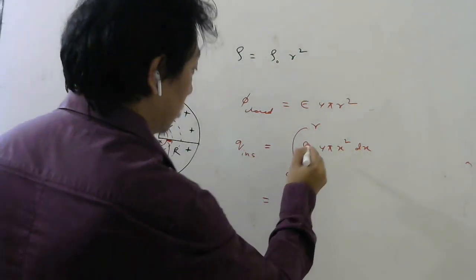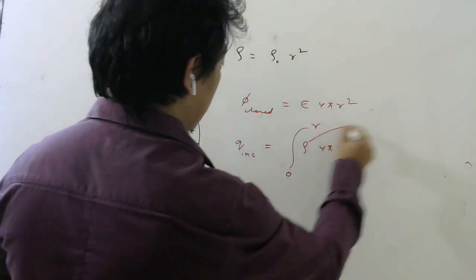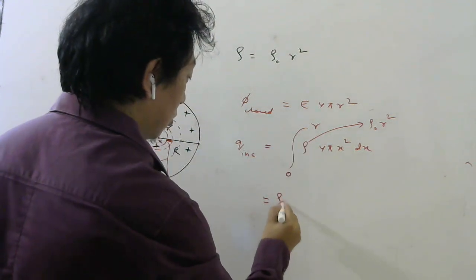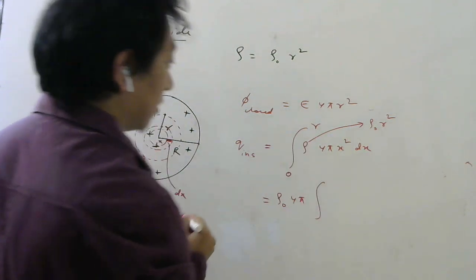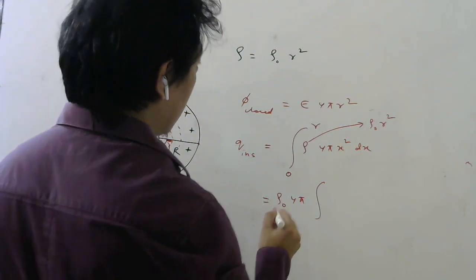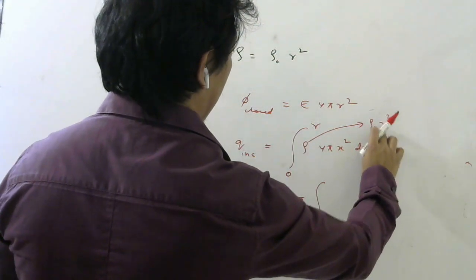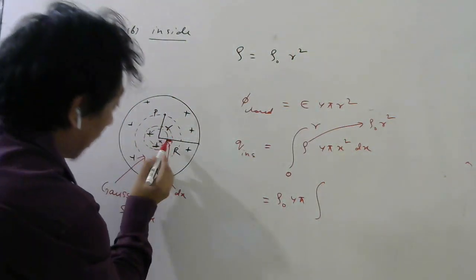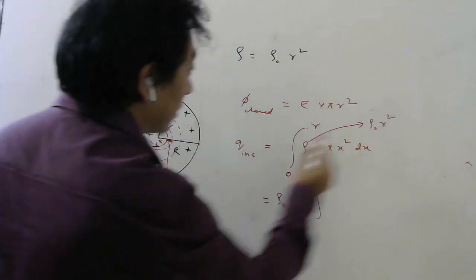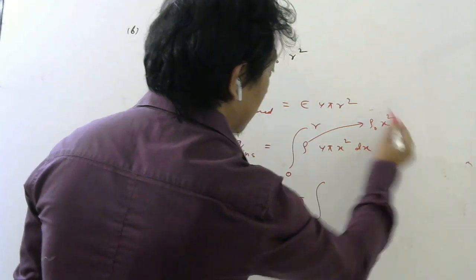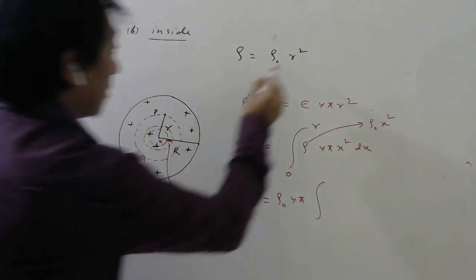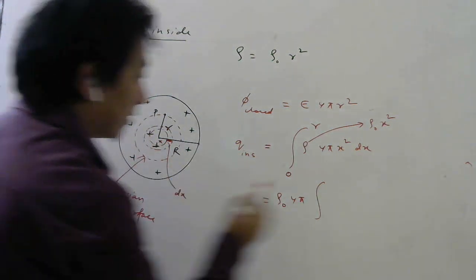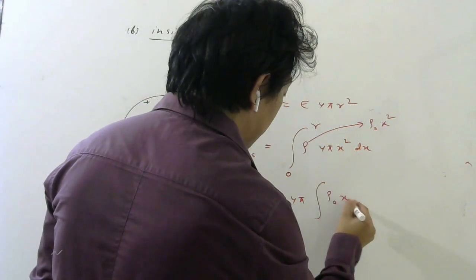So now you can put the value of rho. Rho was given as what? Rho naught r square. So put that rho naught here. What will come out? Rho naught will come out, 4 pi will come out. Integration of what will be left? You cannot write this r, because this density is a function of distance from the center. So when you are here, what is the density? Rho naught x square we have to write. Why x square? Because this r was distance from the center, and for this shell, distance from the center is x.